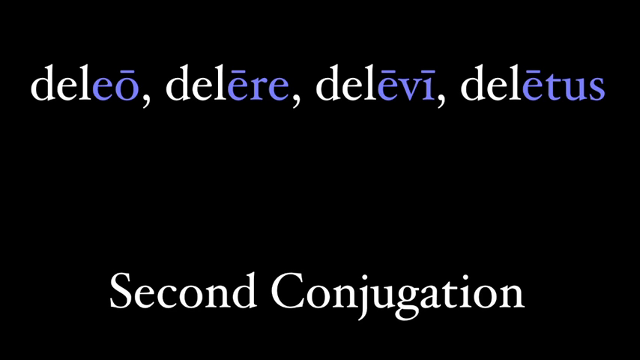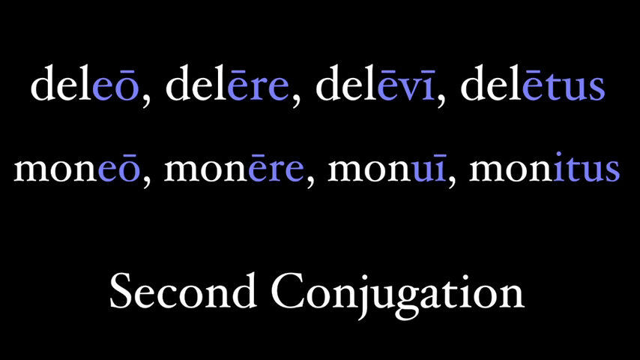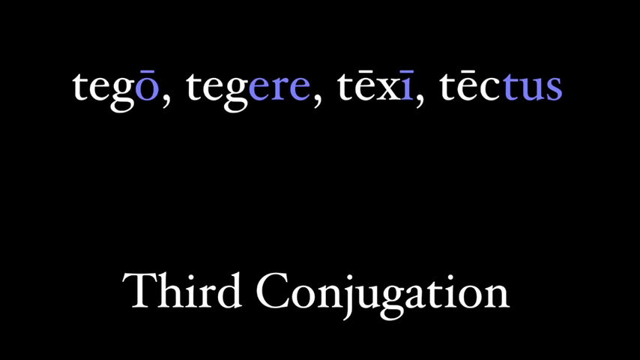Notice how the E is present in all principal parts of this verb? Often, though, second conjugation verbs will look more like moneo, monere, monui, monetus, where the E is present in just the first 2 parts, but not the last 2. Third conjugation verbs end in a short ERE, like tego, tegere, texi, tectus. Notice how this verb ends with an O, and then a short ERE.